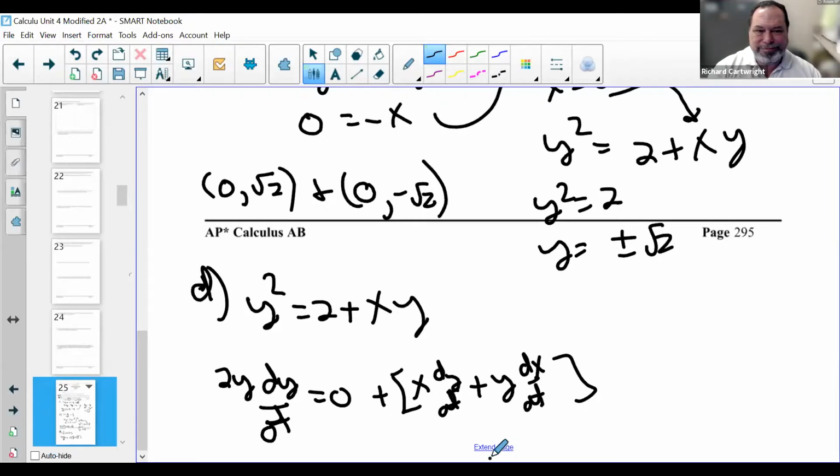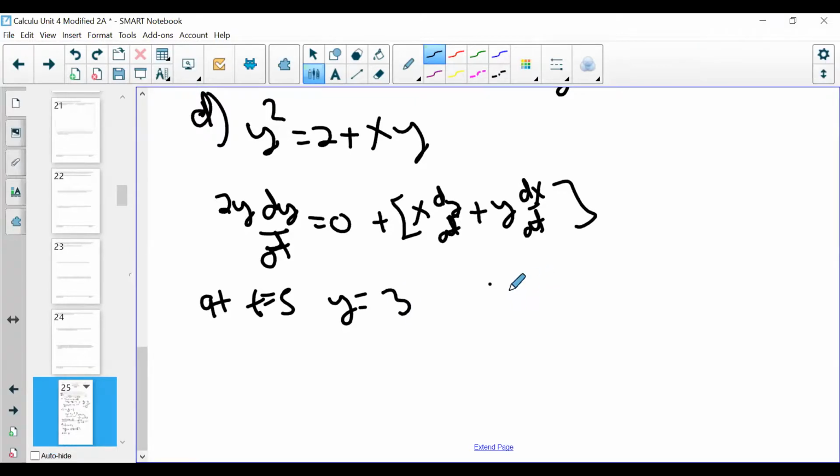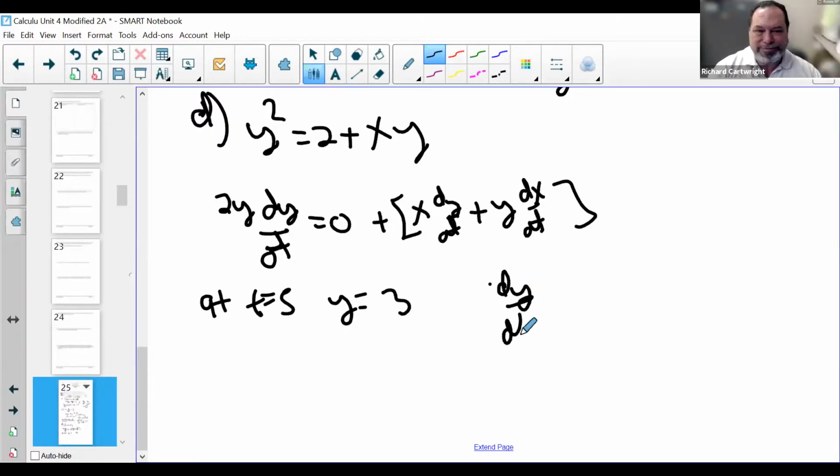So there's my related rate equation. Now remember what he said. He said at t is 5, y was equal to, what did he say? Was that the 6 or was that the 3? One was 3 and one was 6. Y is 3, and dy/dt was the 6 then. And then we're looking for what is dx/dt. That's what we're looking for.